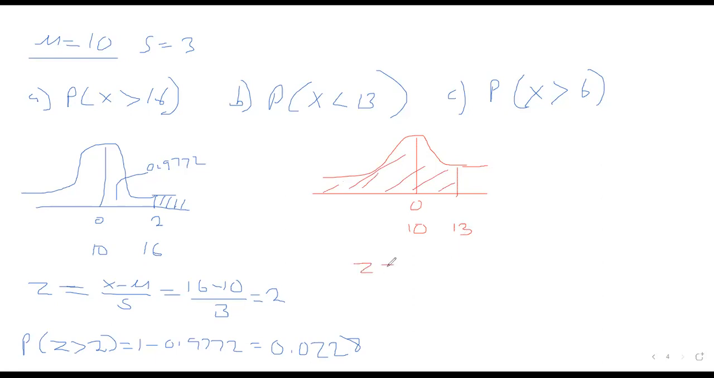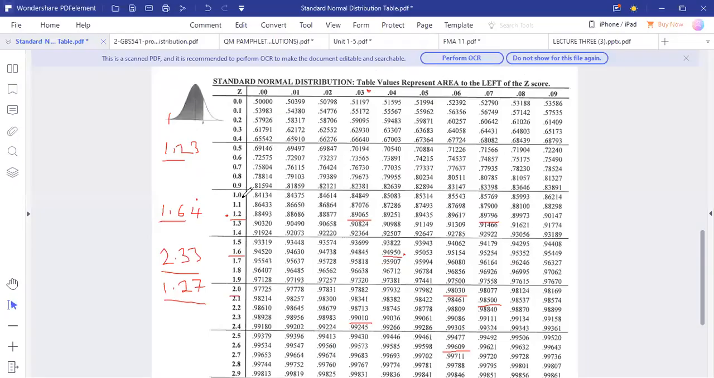We standardize this. What's the formula for standardizing? X minus mu over standard deviation. So 13 minus 10 divided by what? By 3. So we're going to get 3 over 3, which is 1. So this 13 is equivalent to 1. So we're going to read in the table the reading for 1. What is the reading under 1?